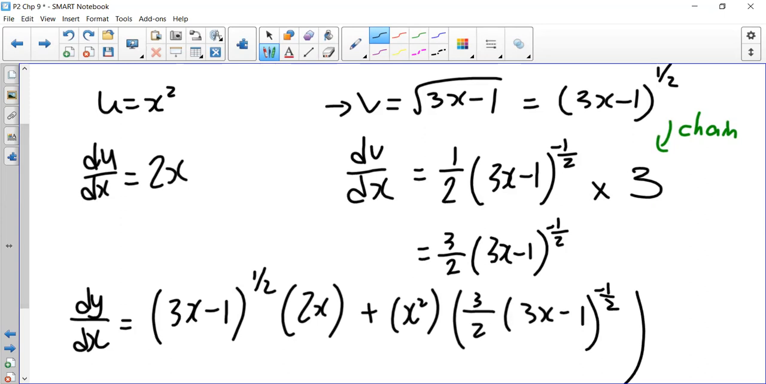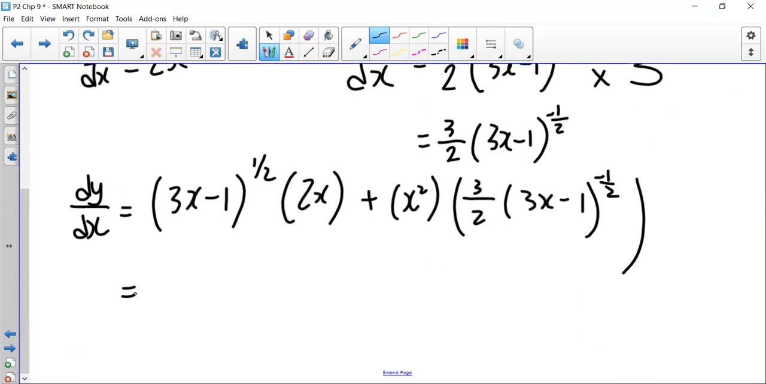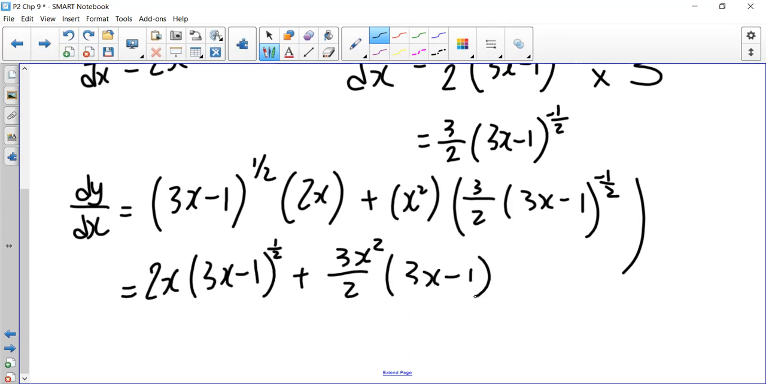Okay. Right, then we can simplify things by rewriting a bit neater. So that's 2x bracket 3x minus 1 to the power of a half, plus this one I can write 3x squared over 2, 3x minus 1 to the power of negative a half, and that'll be the final answer.